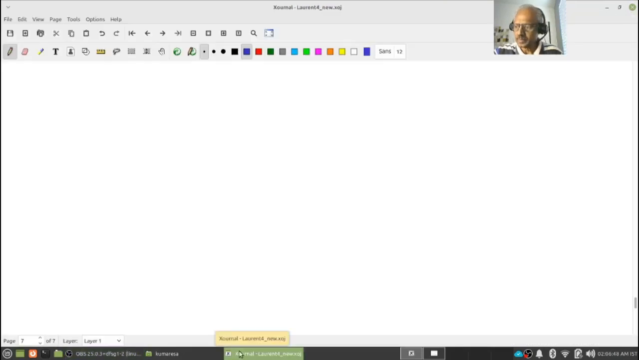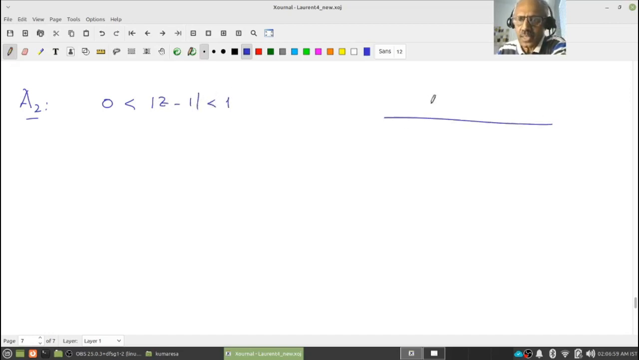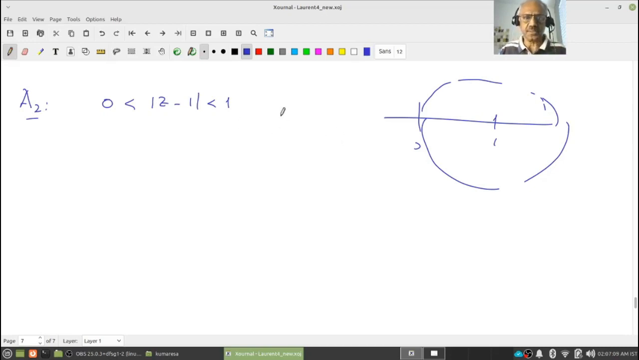Now let's look at the Laurent series expansion for the other two annuli. Here I will be brief. Okay, so the other annulus, A2, was 0 less than mod z minus 1 less than 1. So I have 0, 1. So I am having this. So it's essentially a punctured disk.